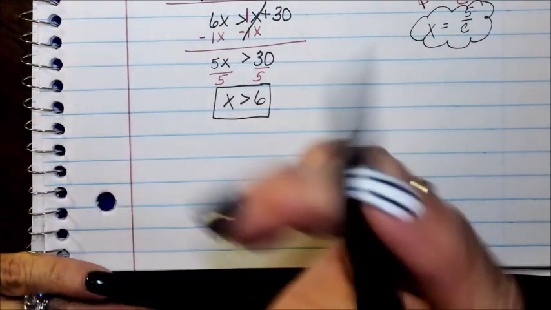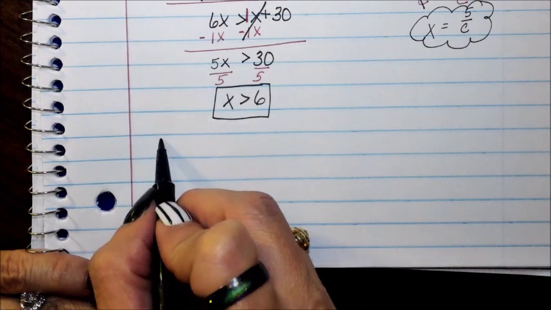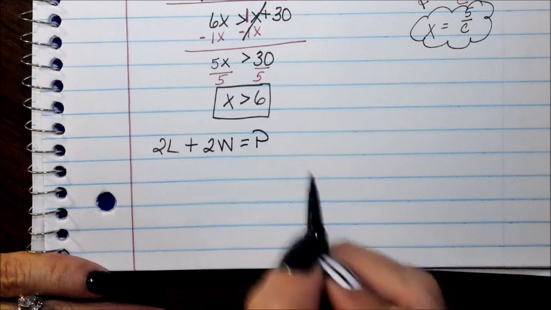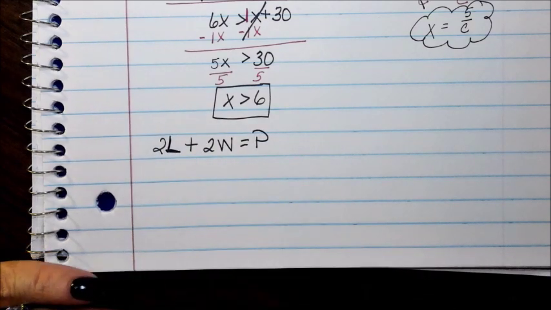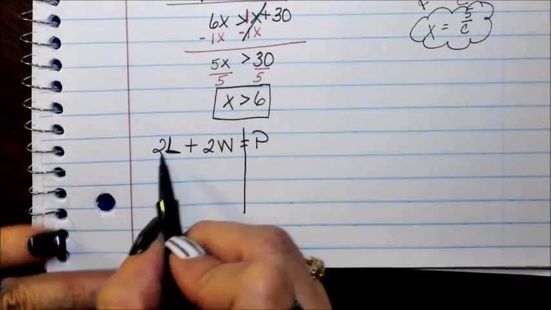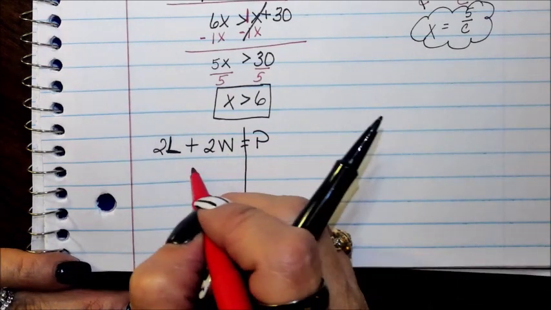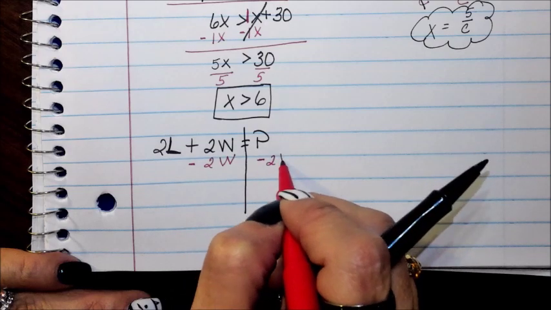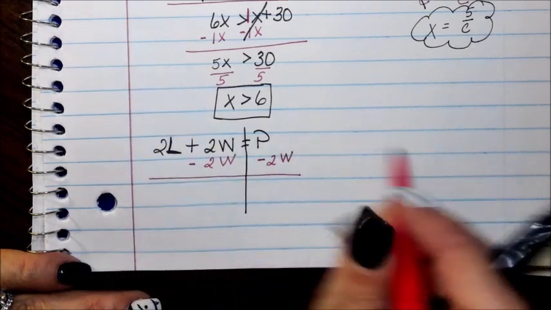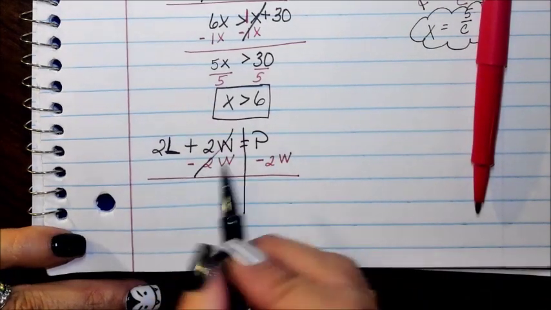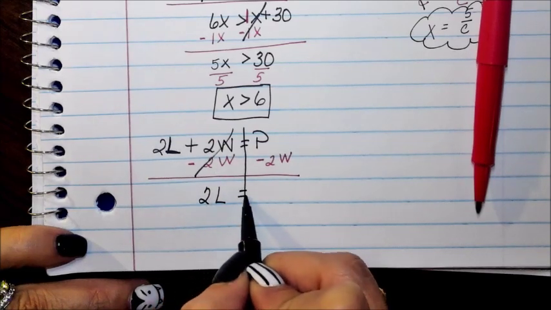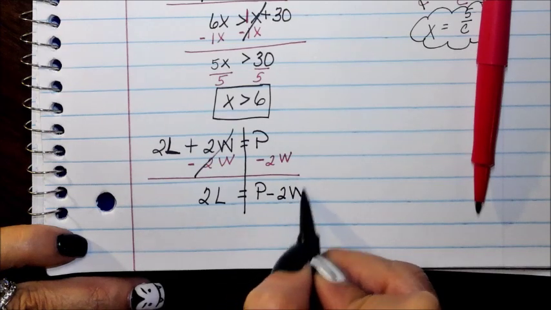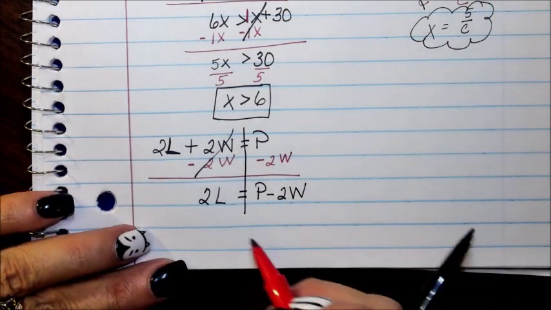Let's see, solve for L. So on this one, they give me 2L plus 2W equals the perimeter, and we're solving for L. All right, so let's move everything away from L. So I'm going to move 2W to the other side. So that'll be 2L equals P minus 2W. I can't really do anything there, so I'm going to leave it like that.